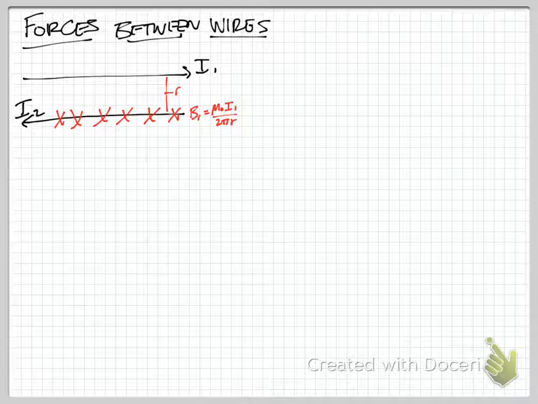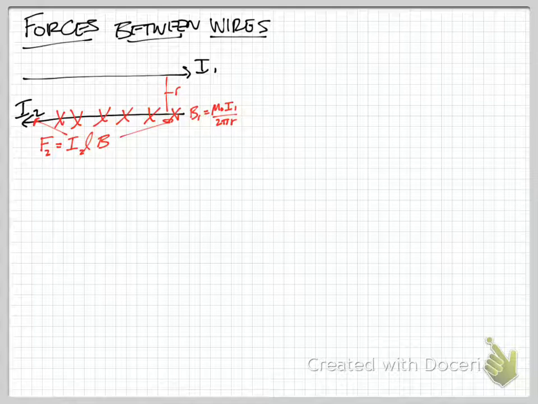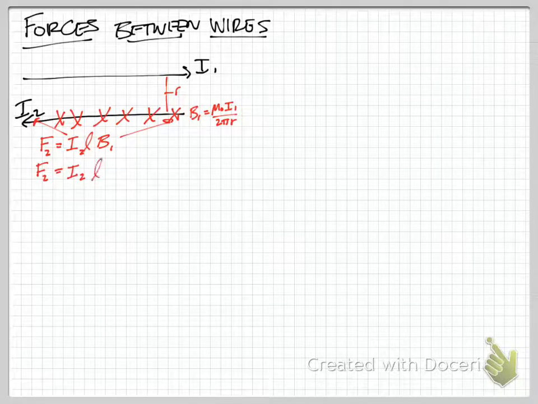Now that I have magnetic field 1, the force acting on wire 2 is I times the length of wire 2 times the magnetic field that it's in. And that's the current of wire 2 times the magnetic field that it's in, which is B1. So the force on wire 2 from wire 1 is the current 2 times the length times mu 0 I1 over 2 pi times the distance separating. That's how we get the magnitude of the force.